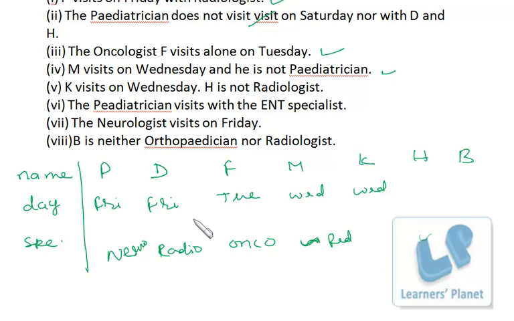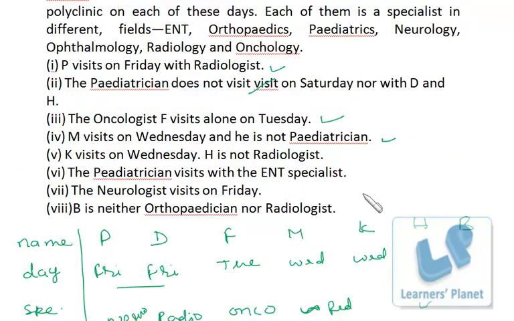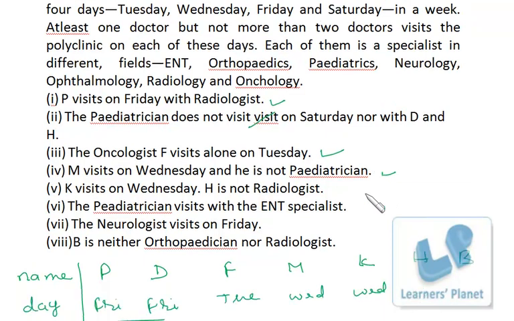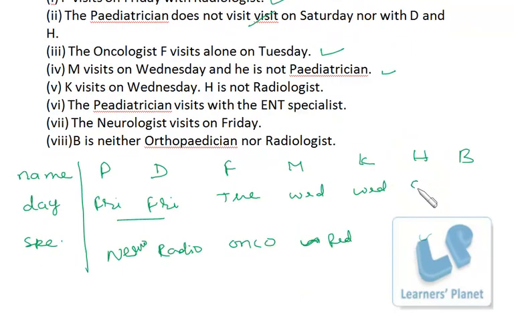Now these two people visit on Friday. Tuesday nobody else visits. These two people are visiting on Wednesday. So the remaining day, that is Saturday. So these two people should visit on Saturday.